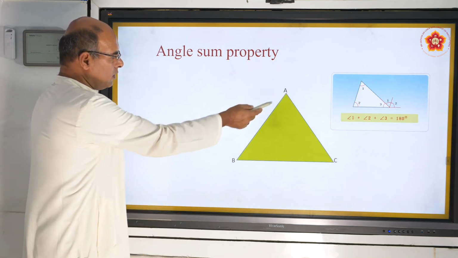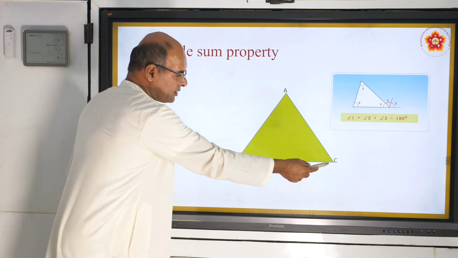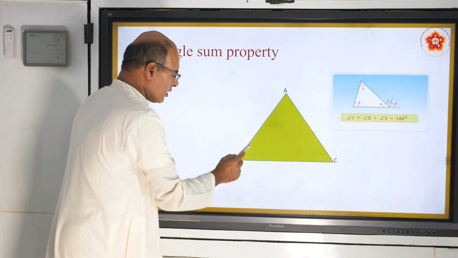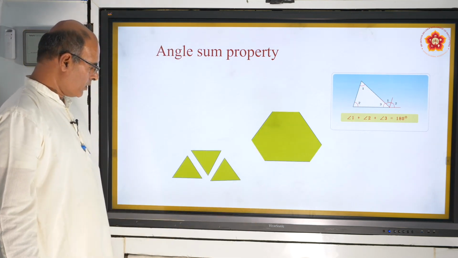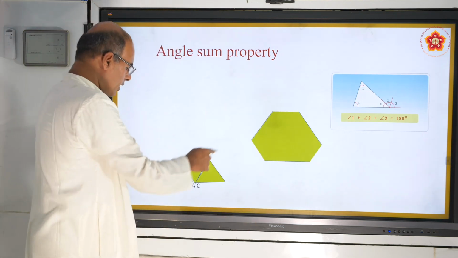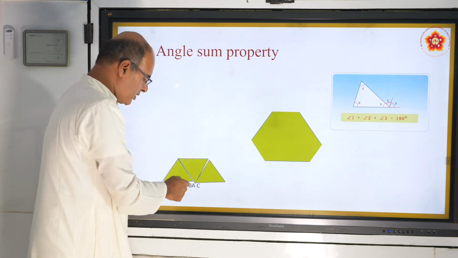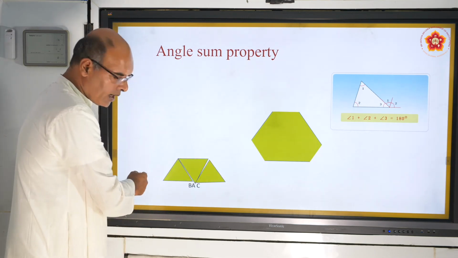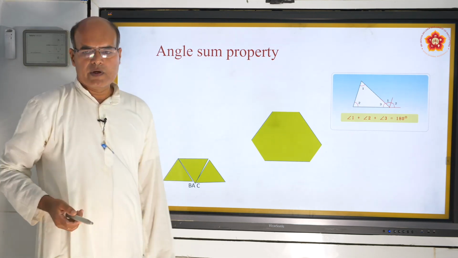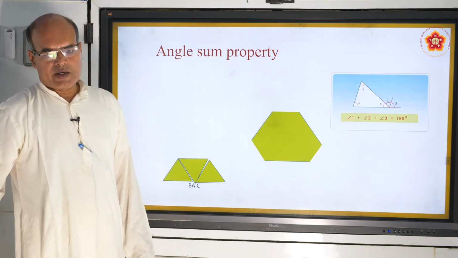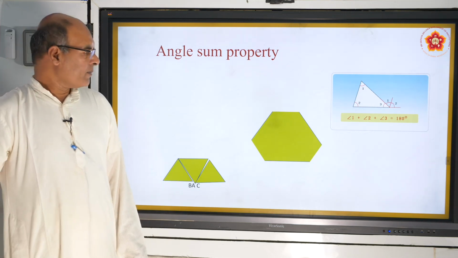Vertex B is here, vertex A is here, vertex C is here. So cut these corners and make them join side by side. So you get A comes here, B comes here and C comes here. We have a straight line here. So that means the sum of interior angles of a triangle is 180 degrees.